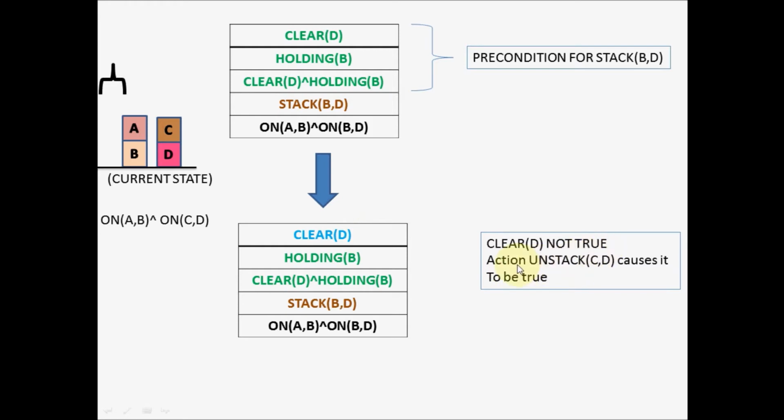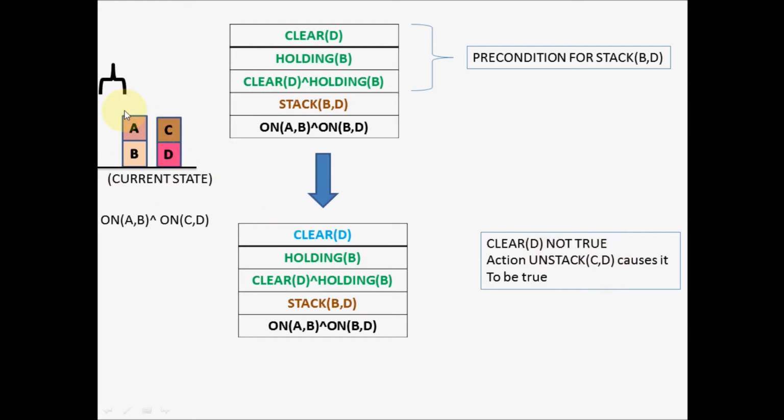but if you go to that previous set of actions, you will find that there is one action called unstack. In that unstack action's add list, there is one predicate called clear. That means the result of that action unstack will make something clear. Since you want D clear, the question is, how do you get unstack C comma D?